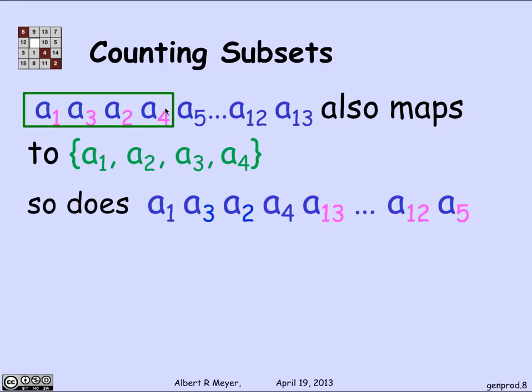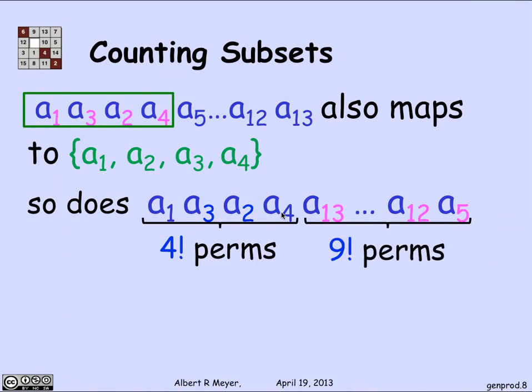Okay? And likewise, the order of the remaining 9 elements, 5 through 13, also doesn't matter. Whatever they are, if I have a given set of 4 elements to start, no matter what the remaining 9 are, they're going to map to the same subset of 4 elements. So there are 4 factorial possible ways that the first 4 elements can be permuted, and there are 9 factorial ways that the last 9 elements can be permuted. And every one of these goes to the same set of 4 elements, A1 through A4. And those are the only ones that go there.